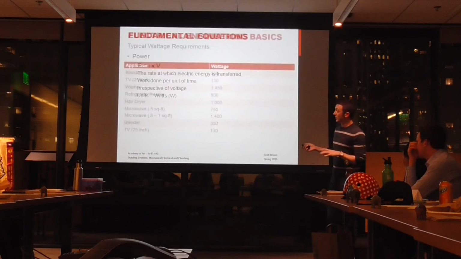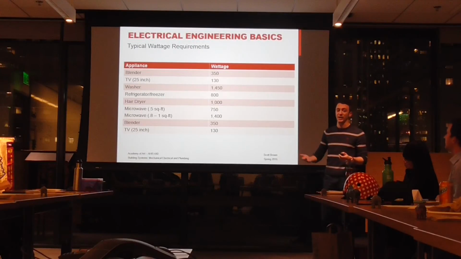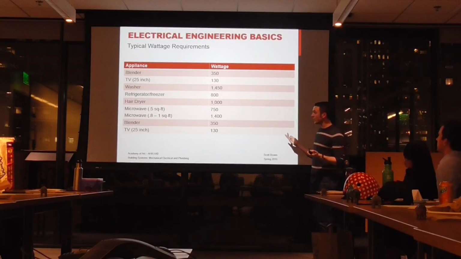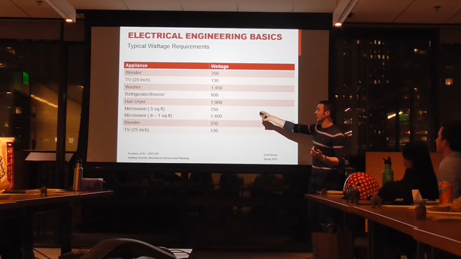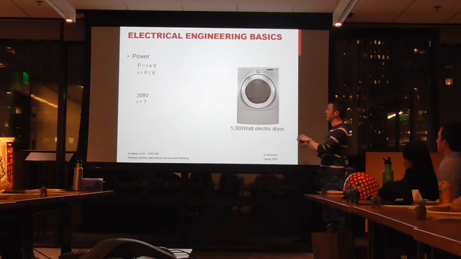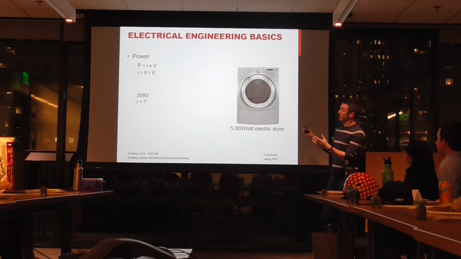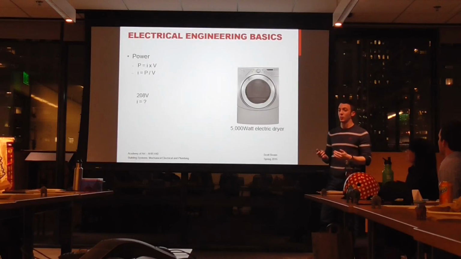It's another equation. So here's just a chart of some of the basic appliances you might use in a building and how much power they might consume. A hair dryer consumes about 1,000 watts of power, which is much more than, say, a little blender would consume. So just as an example, let's say we have a 5,000 watt dryer. That dryer is going to be 5,000 watts no matter what. No matter what voltage you assign to it, it's always going to require that same amount of power to operate.